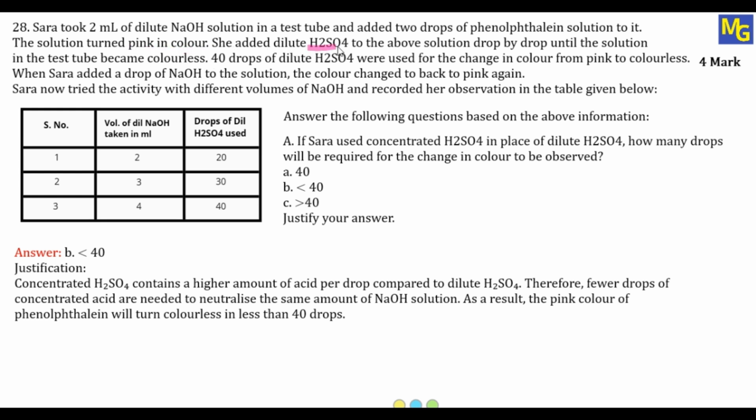She added dilute H2SO4 to the above solution. Now the solution is already pink in color because of the base, and she is adding H2SO4 to this solution drop by drop. When you add acid to the base, it neutralizes the base. Acid will neutralize the base and try to decrease its basic properties. This is added drop by drop until the solution in the test tube becomes colorless.